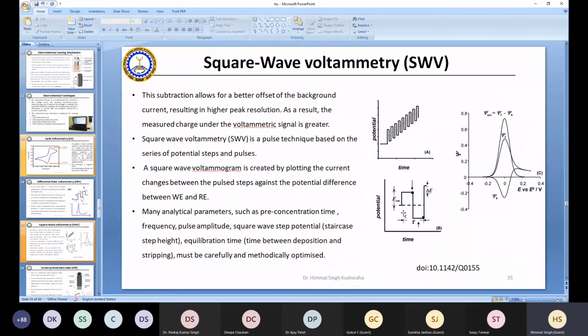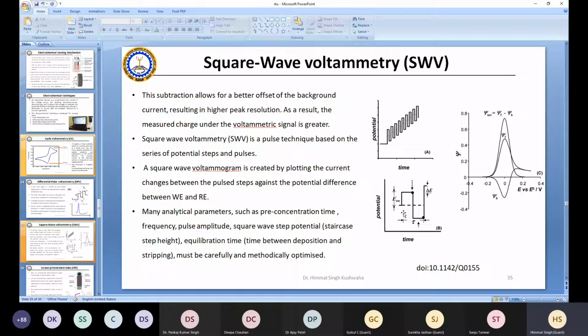And the second technique which is used for sensing is mainly square wave voltammetry. Square wave voltammetry has the advantage that it allows us to subtract the background current, which results in higher peak resolution. It is also a kind of pulse technique, and it's based on a series of potential steps and pulses.